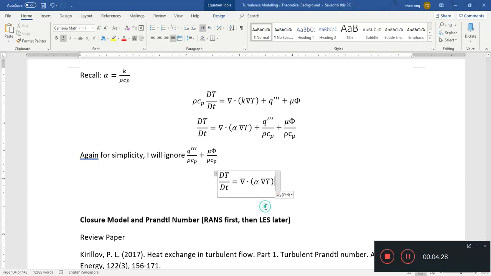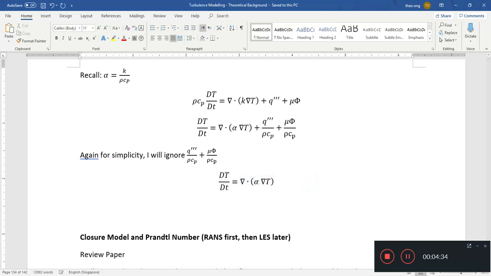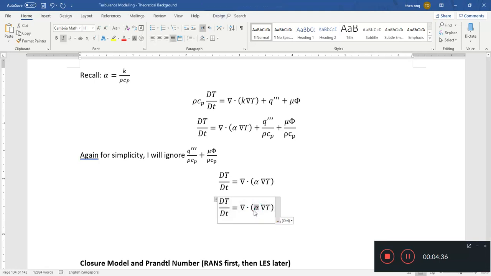We can start to attempt finishing up this closure problem, defining it as we do for all turbulence. I'll bring this alpha out since it's relatively constant, and this I'll put as nabla squared T. This is the Laplacian term.